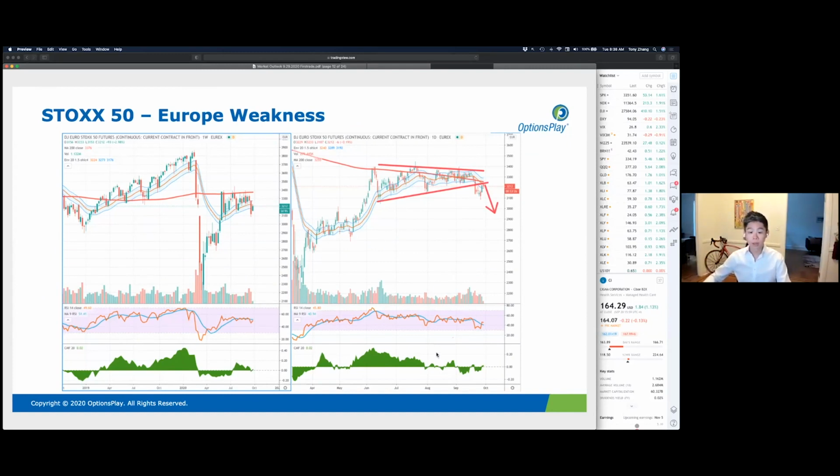So Europe is looking fairly weak, especially some of the developed markets. If you look at money flow, it's remaining fairly weak on both the daily and weekly chart.